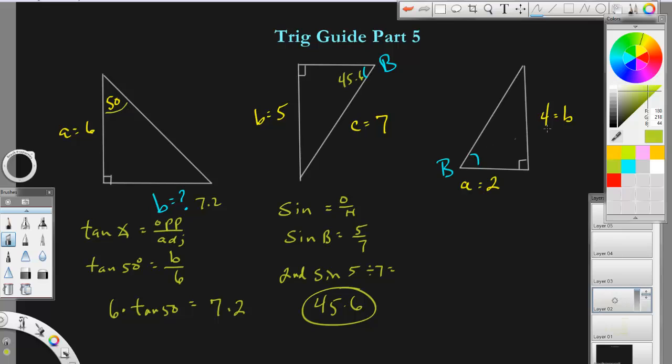And here we have another tangent problem. I know that because this is the opposite side. This is the adjacent side. So the tangent of B would equal 4 over 2. Now, notice how I skipped this part here. And you can feel free to do that, but you can't skip this part and go straight to an answer. Like, that's not good. But you can go to this point if you want. So this would be second tangent 4 over 2. Second tangent 4 divided by 2 would be about 63.4 degrees.